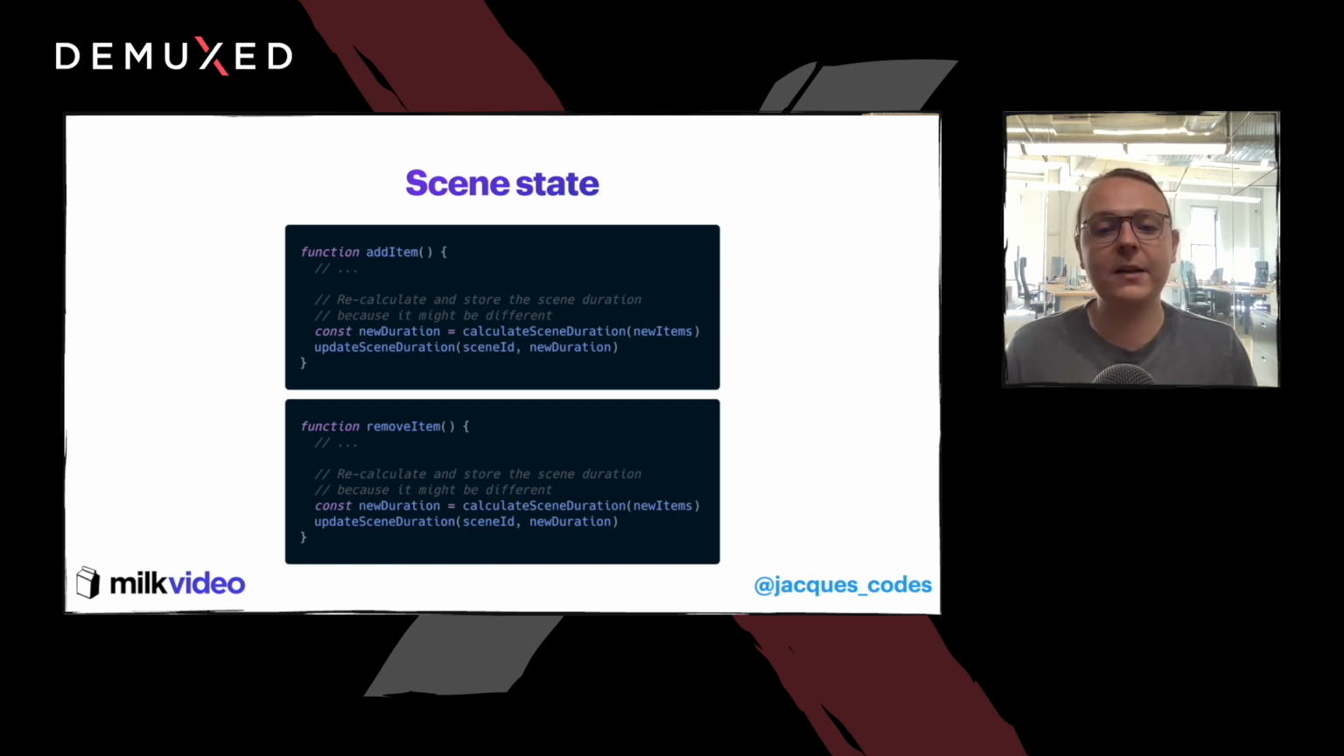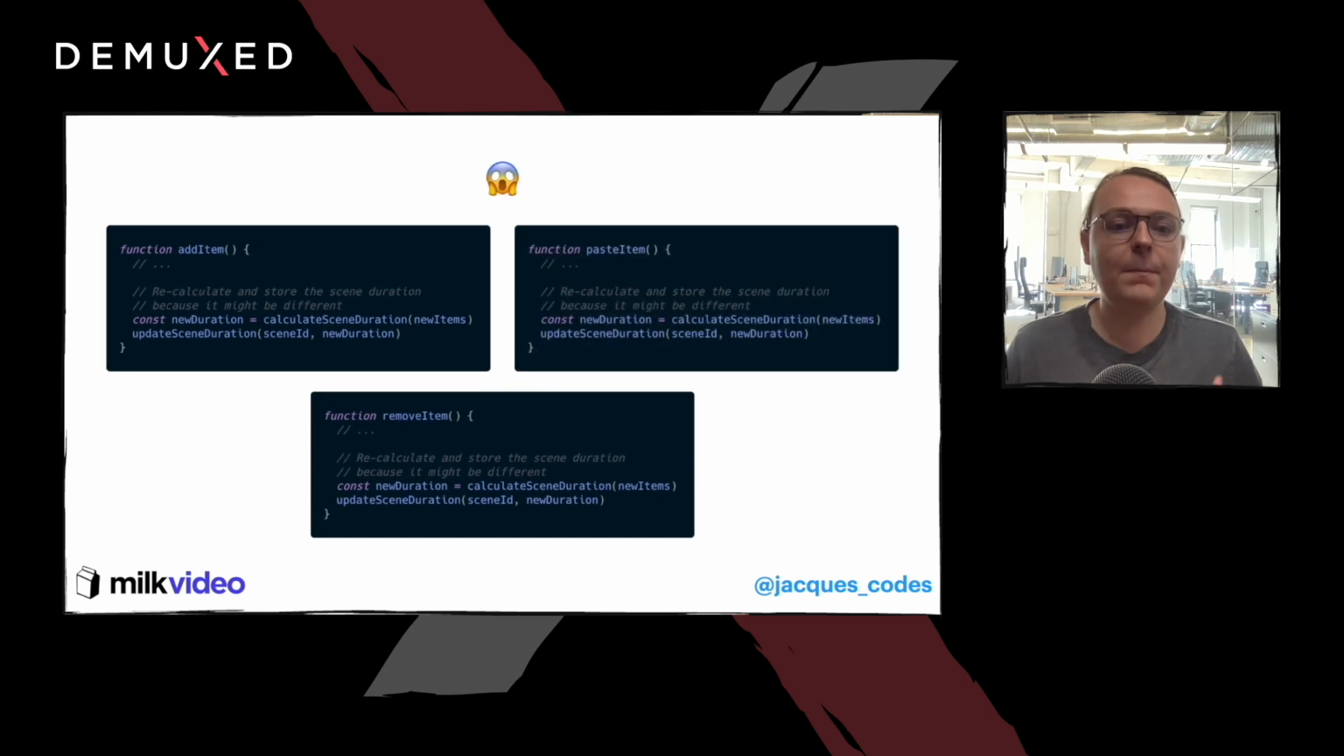But what if we added another action to, say, paste a clip? Well, that would also probably change the scene's duration, right? But because we didn't have that recalculation in that paste action, we wouldn't actually update the scene duration. So there could be inconsistencies in the state.